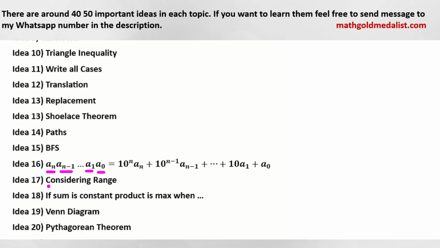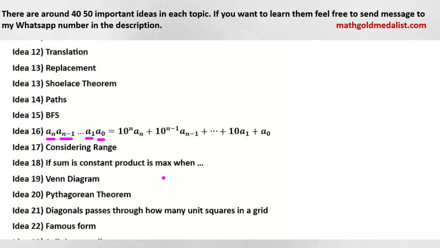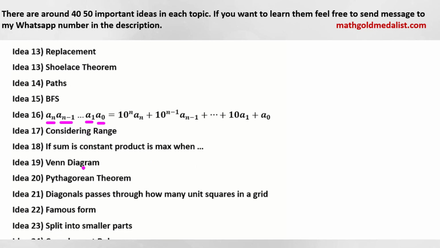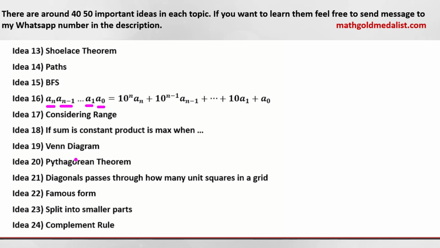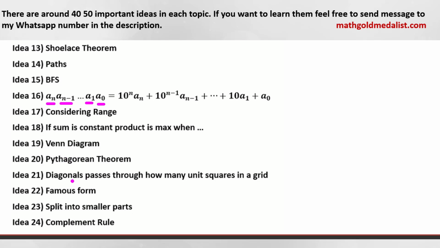Considering range, especially useful for full solution exams. If the sum is constant, the product is maximum when the numbers are near to each other. Venn diagram, Pythagorean theorem, how many unit squares a diagonal passes through in a grid, famous form of two numbers, when we consider GCD, split a figure into smaller parts, and complement rule.